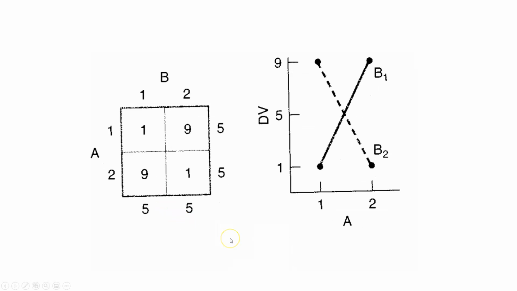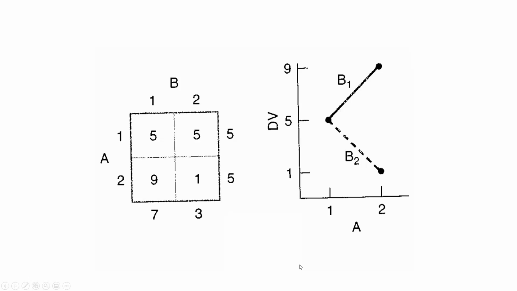What about this one? Here you can see that these are the same, and those cross. So you've got no main effect, but you do have an interaction. What about here? Here 5 and 5 is the same, so there's no main effect of A. 7 and 3 are different, so there is a main effect of B. And A and B are not parallel, suggesting that there is an interaction here.